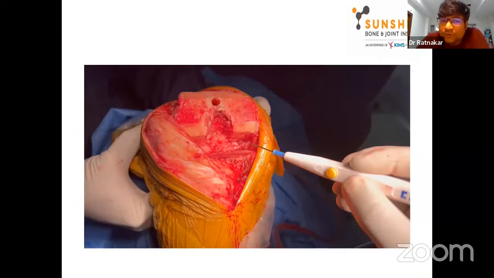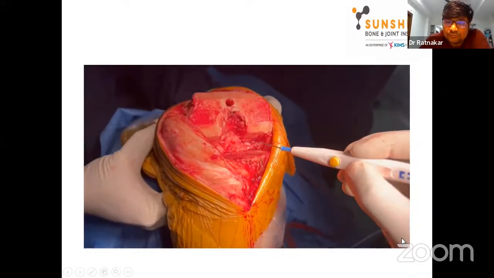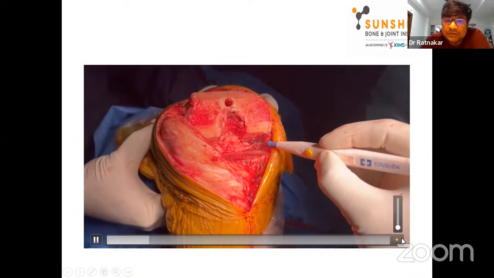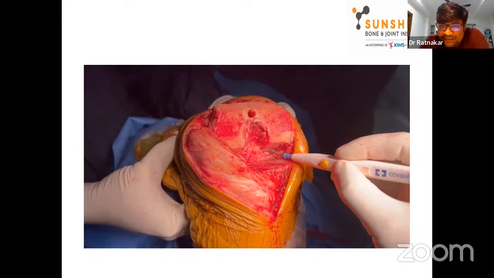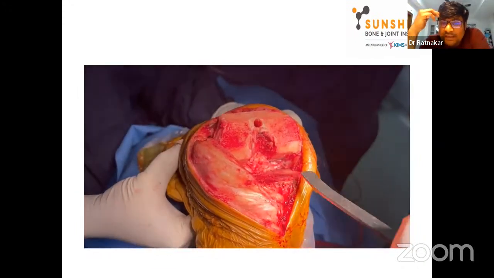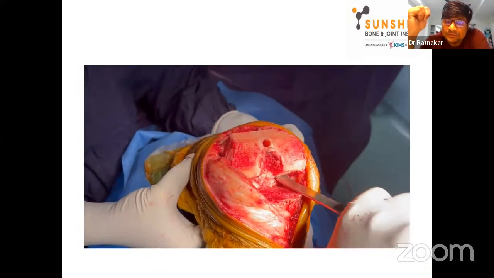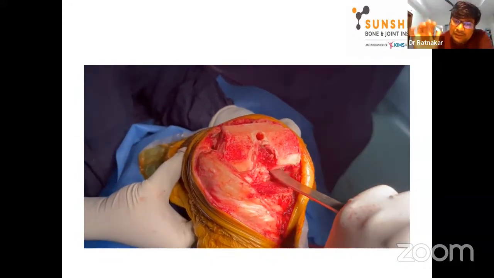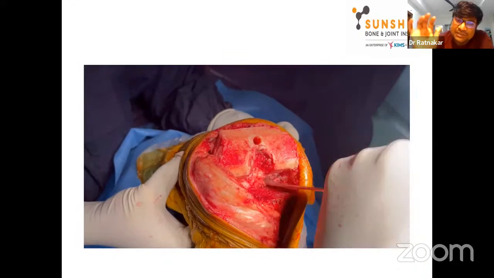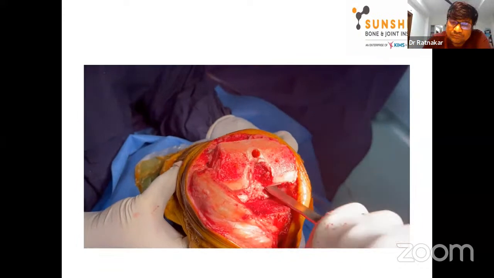In this video, I want to show you how to address the posterior osteophytes and posterior capsular release. Here you can see with the electrocautery, I'm pointing out the posterior cartilage line. Then you need to use a sharp and curved osteotome and remove the posterior osteophyte. At the same time, you try to scrape it against the posterior condyle to release the posterior capsular area.